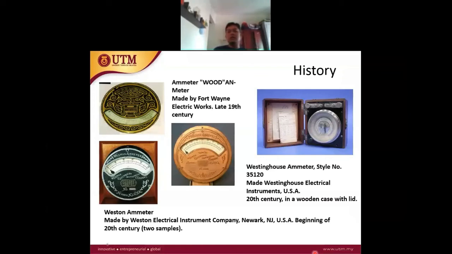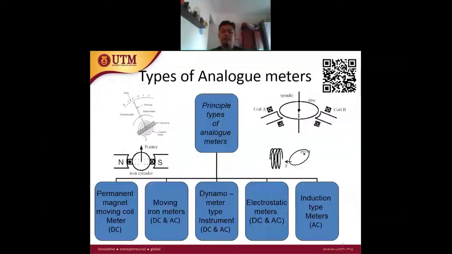The general look of the galvanometer, of the PMMC, or the ensemble devices remains the same. They have a needle, and a window where you can see the needle and also the scale. They also have the terminals, where you insert the input, the positive and negative wires. So these are the types of analog meters.